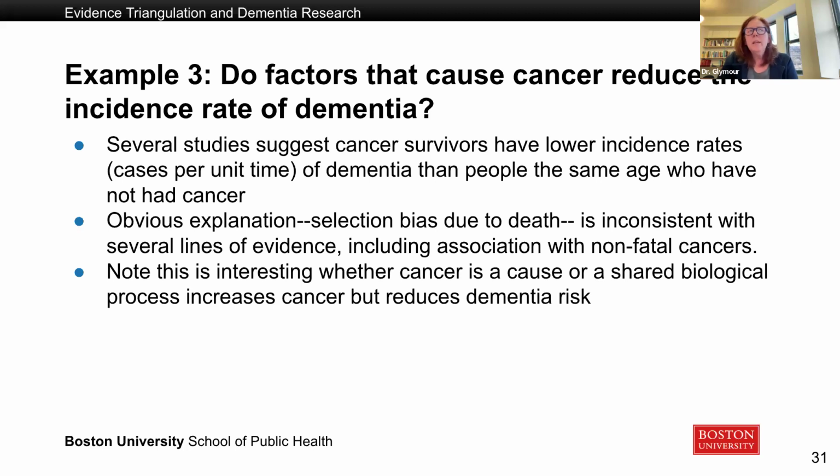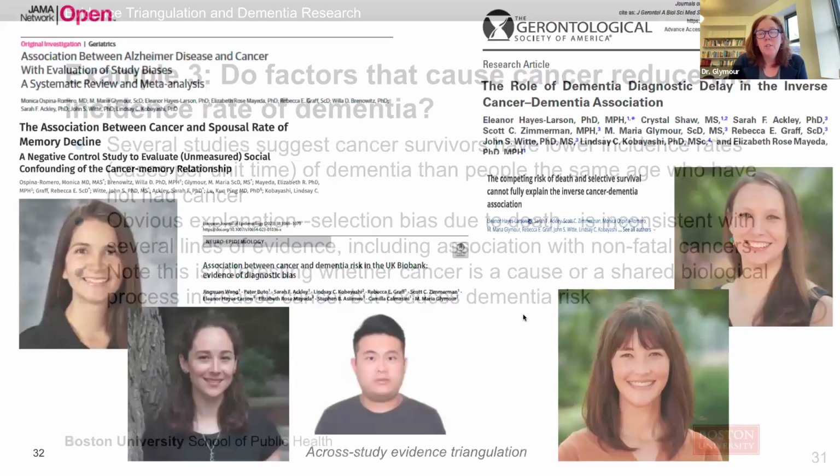And I want to emphasize, we're not necessarily arguing here that cancer might reduce risk of dementia. We're arguing that there's a shared biological process, one of which causes uncontrolled cell growth, as in cancer, and the same process may reduce the chances of inappropriate cell death, as in dementia. And this is pretty interesting in terms of understanding the biology of dementia.